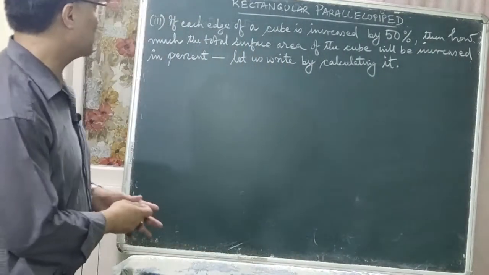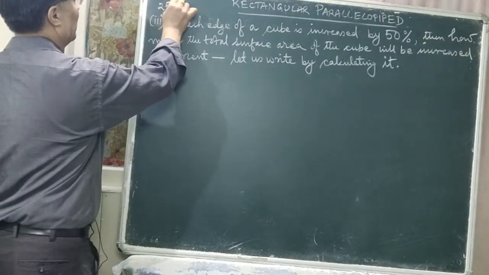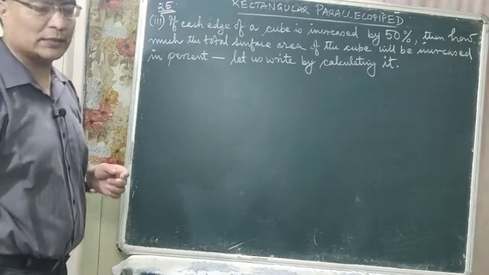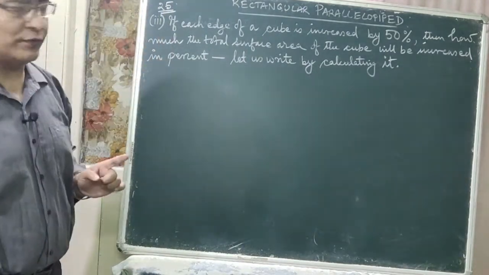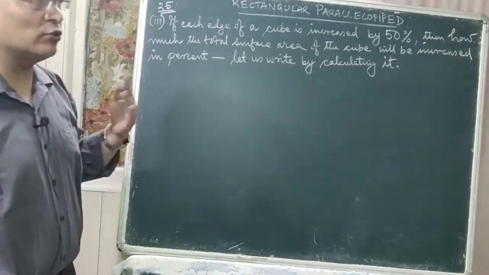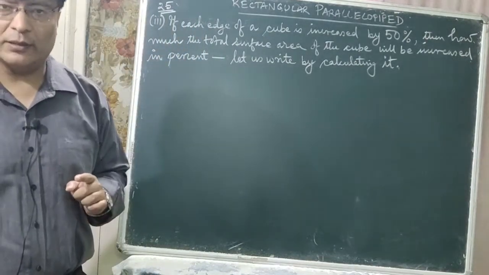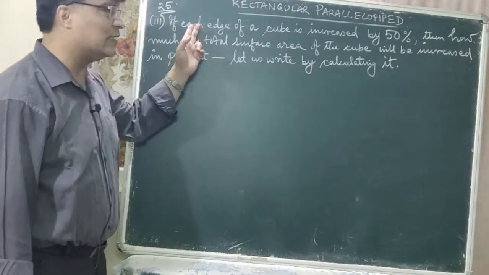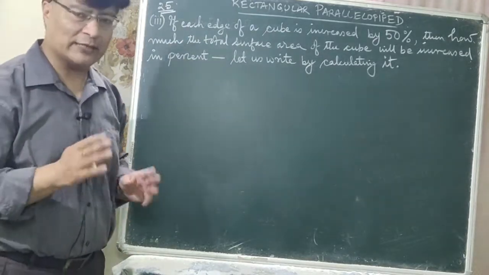So now we'll do the next question, that is question number 3. Question number 3 is: if each edge of a cube... A rectangular parallelepiped or cuboid is known as the cube if length, breadth and height are equal. That's why it is mentioned here each edge. Edge means it may be length, breadth or height, all are equal.